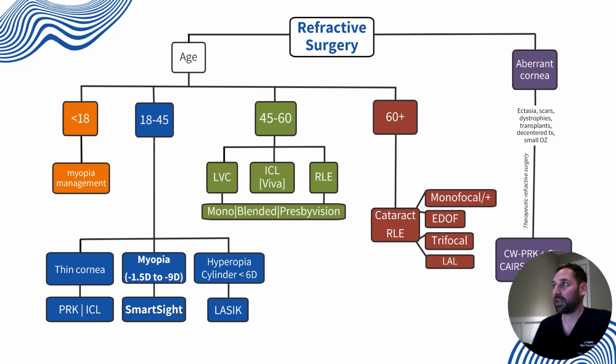And if your cornea is very strange, as in there's an ectasia, like keratoconus, or scars or dystrophies, or a previous transplant, or previously messed up laser refractive surgery, we have to do a therapeutic treatment.